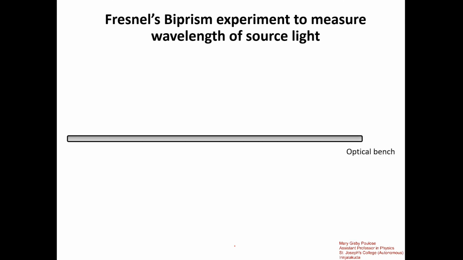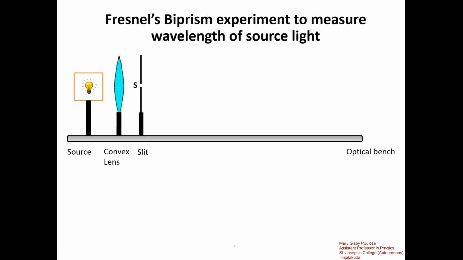For this experiment, first we need an optical bench that is leveled. Its leveling screws are initially adjusted and made exactly horizontal. On these, we place several holders or uprights. On the first holder, we place our monochromatic source light. On the next holder, we place a convex lens. This is used to focus the light onto the next component, the slit. Now, the slit makes the beam very narrow. It allows only a small beam to pass through it.